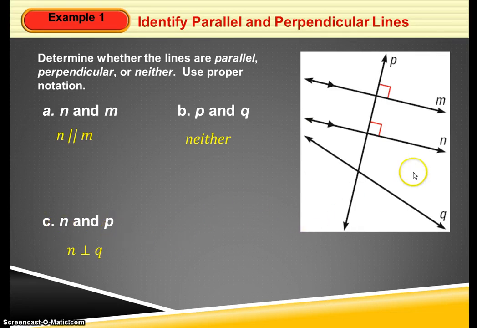N and P: N is right here, P is that tall line, and the red box is there. The red box always means perpendicular. So right here, N is perpendicular to Q.